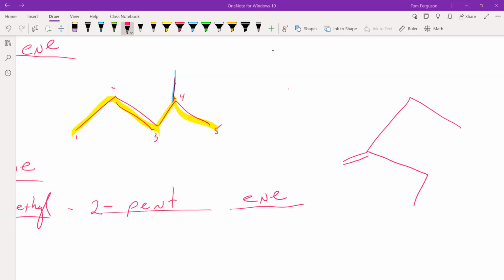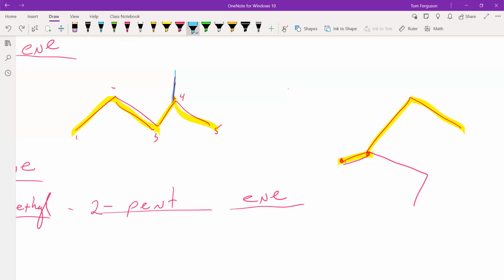Okay, how do you know what's the backbone? The backbone contains the functional group. In this case, the functional group is a double bonded carbon right here. So the backbone can go one of two ways. It can go this way, or it can go this way. They're the same length, so let's just choose the yellow one.